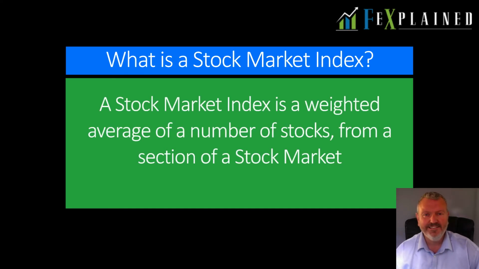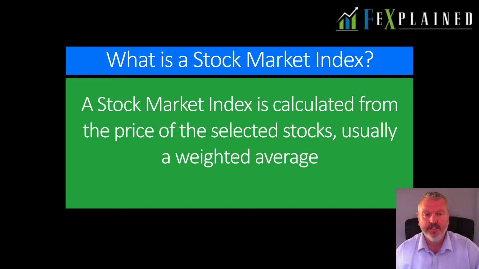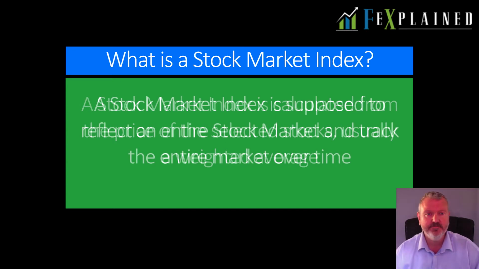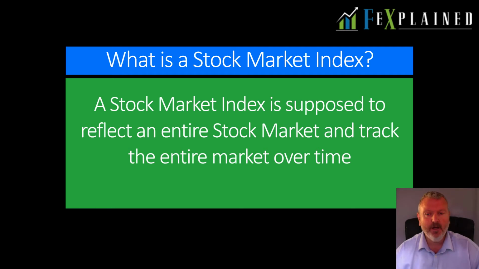So, what is a stock market index? It is a weighted average of a number of stocks from a section of a stock market. A stock market index is calculated from the price of these selected stocks, usually, but not always, a weighted average. The stock market index is supposed to reflect an entire stock market and track the entire market over time.